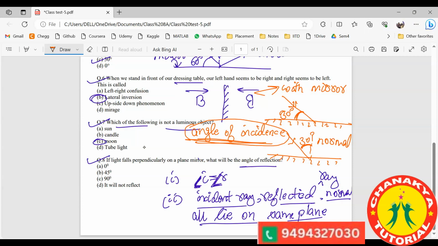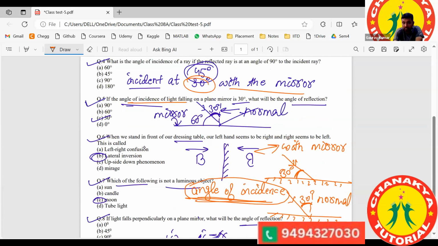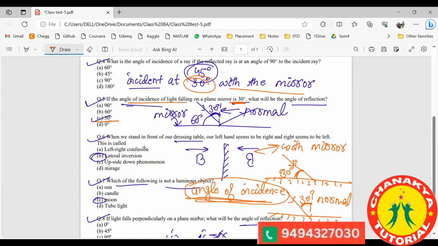Sir, but in the fifth question, the angle of incidence is mentioned, right? The angle of reflection will be 30 degrees, right? Yes, it is 30 degrees, correct. Sir, but in the answers it is given as 60 degrees. Okay, that was an error from my side when I was selecting those options. By mistake I took it as 60 degrees.